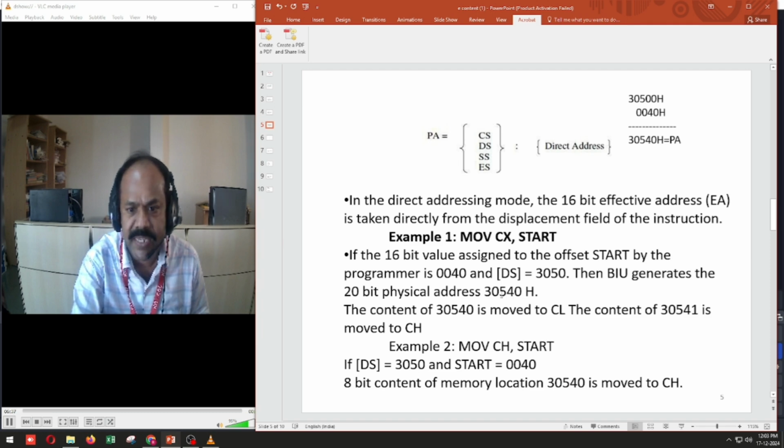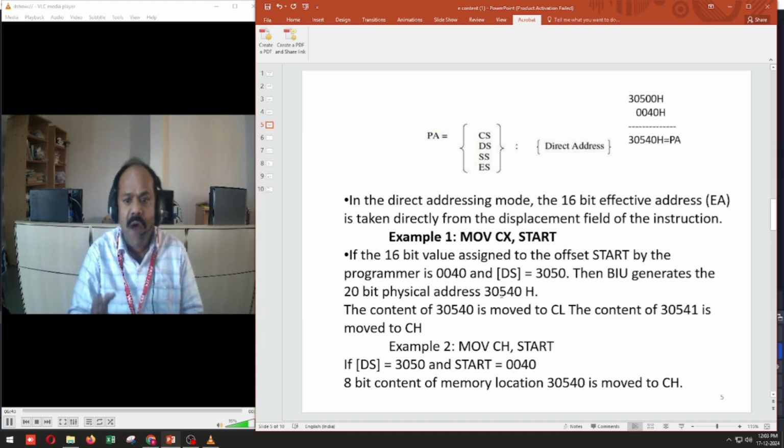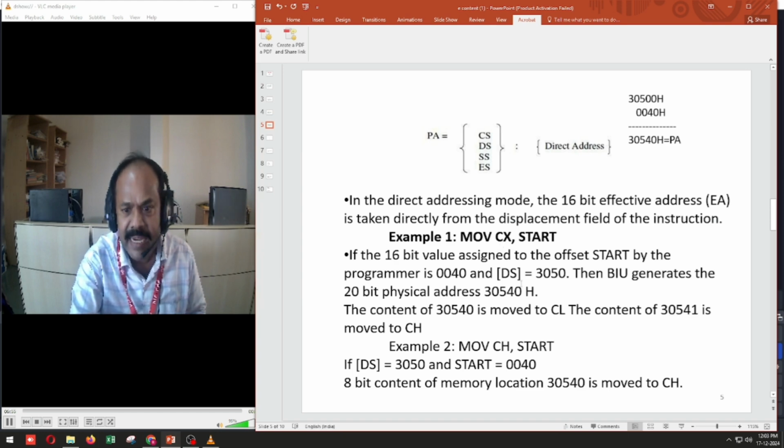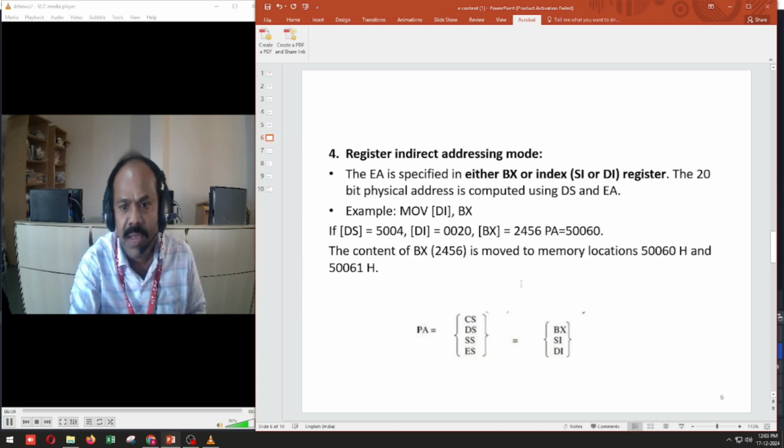After calculating the physical address, it will access the 1 MB physical memory, and that content will be transferred to CL, and the content of the next immediate memory location, that is 30541, will be transferred to CH. So that is the meaning of this instruction or addressing mode.